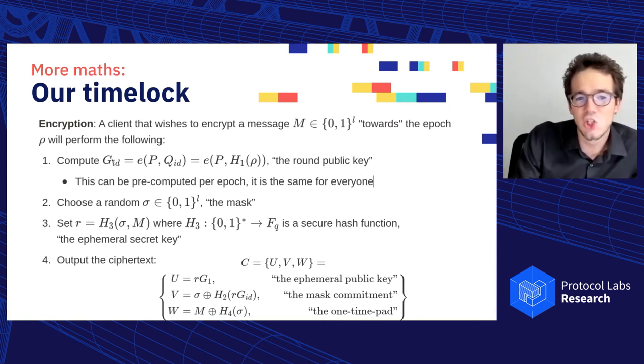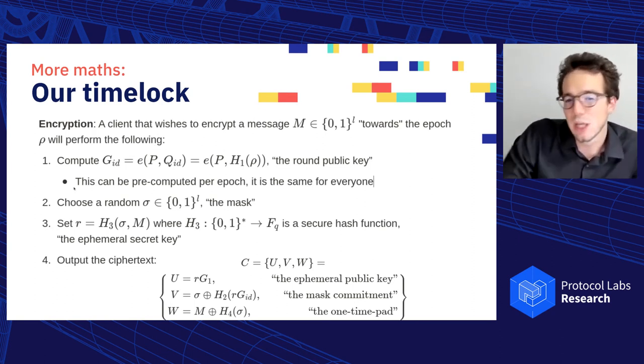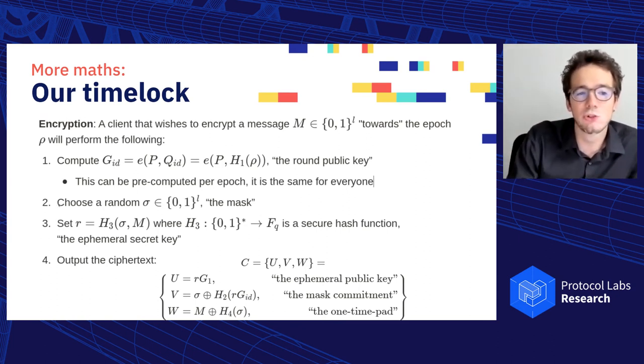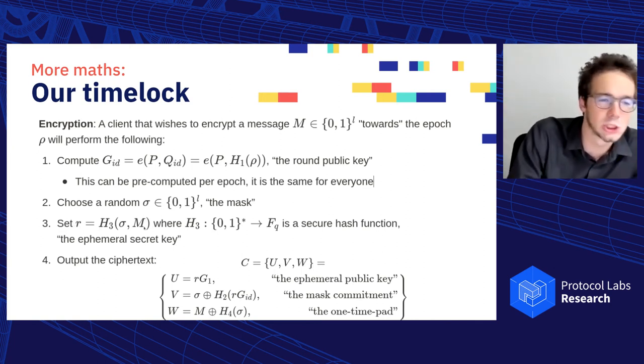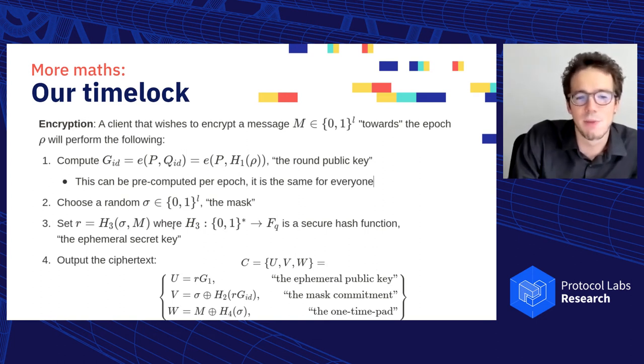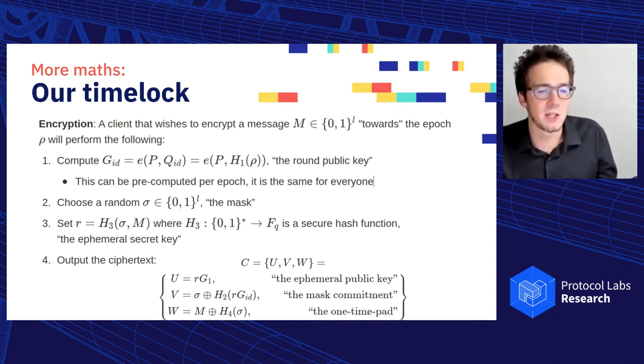So we compute GID as being the pairing of the public key of the group together with the hash of the epoch, which can be pre-computed because it will be the same for everyone. Then we choose a random mask, sigma. We set the nonce, or whatever you want to call it, the ephemeral secret key maybe. We set the ephemeral secret key R to be the hash of the mask together with the message, just so it's unique. And then we output the ciphertext: U, being the ephemeral public key R times G1; V, which is basically just a commitment to the mask sigma that you've got earlier; and then W, which is the message XORed with the hash of sigma. So this is basically a one-time pad of the message you want to encrypt.